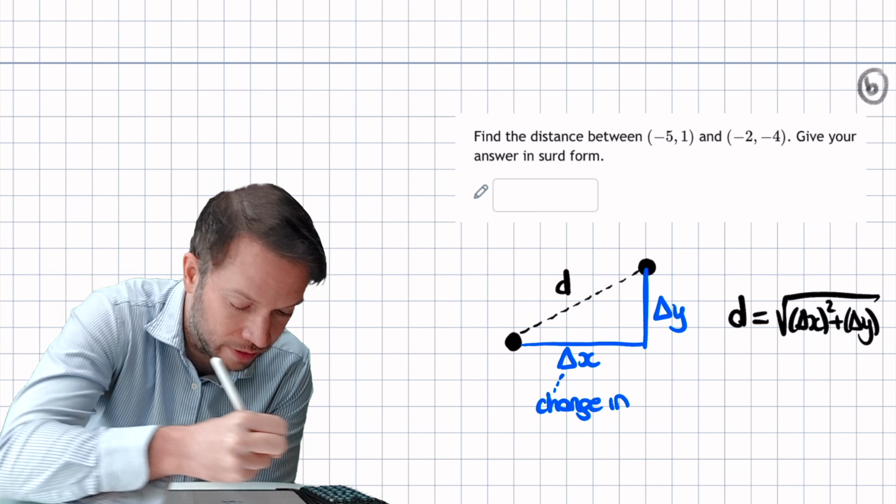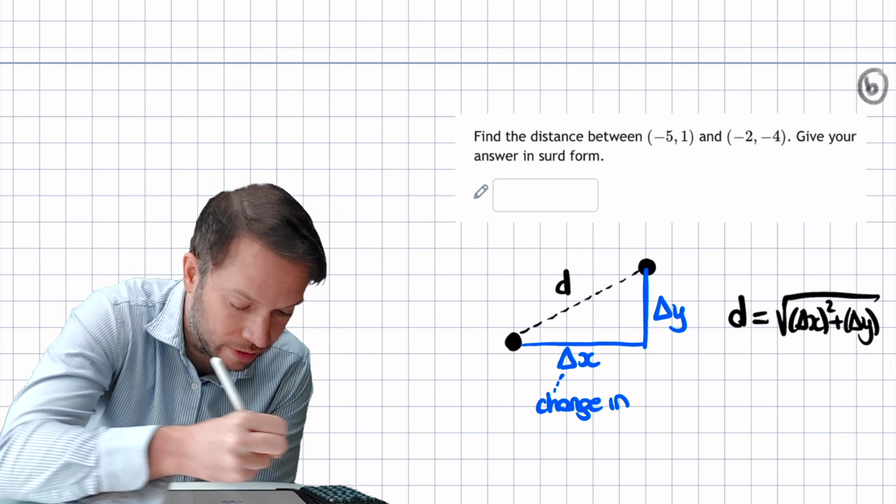What is the change in this x value here? Well, we can see that the difference in those x values is 3. It doesn't matter whether you use positive 3 or negative 3, because we're about to square it. And what is the change in the y value? Well, the change in the y value from 1 to -4 is going down by 5. So technically, the change in y is -5. But as I say, we can just say it's a positive value because we're going to square it anyway, and it's going to become positive.